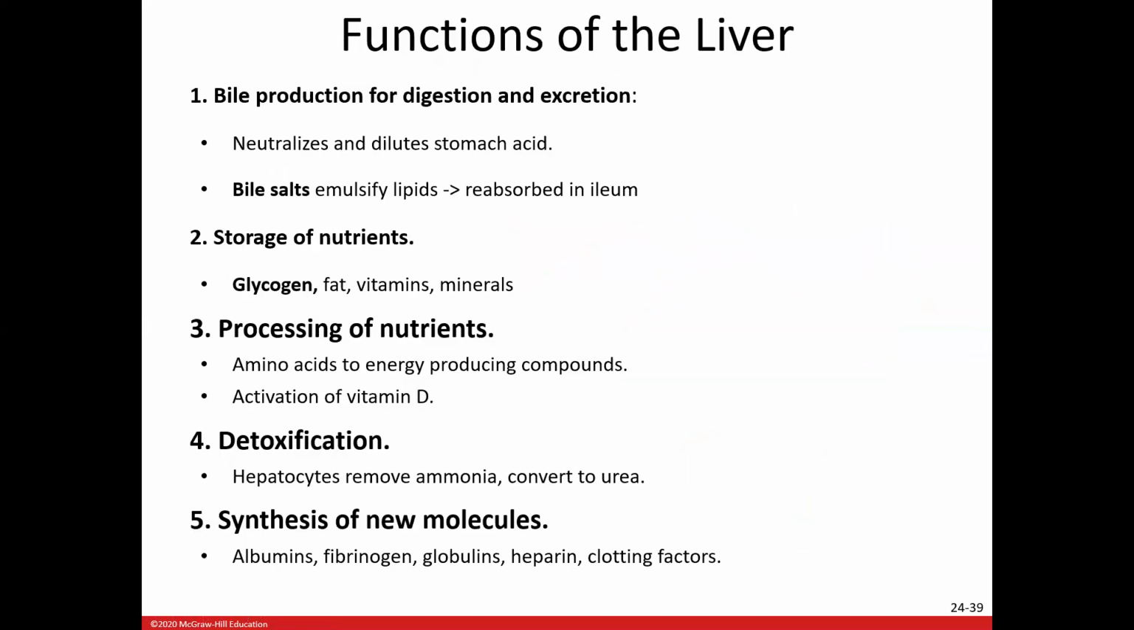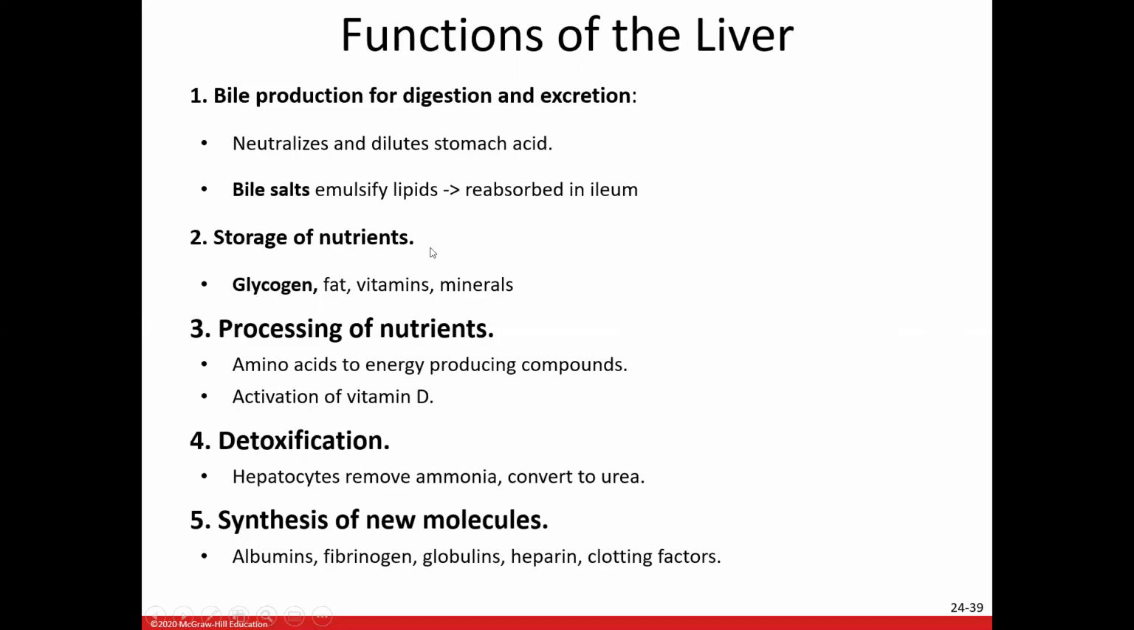So the liver itself does many, many things. First and foremost, as I mentioned, is that it produces bile in order for digestion to occur as well as to be excreted from the body. The bile itself is able to do 2 things. It's able to neutralize and dilute the stomach acid, so it doesn't actually harm the body. And the bile salts, which are contained within the bile, are able to do what's called emulsifying lipids. Emulsification basically means when we take a really big chunk of lipids, so a really big fatty amount of tissue, and we break it down into smaller fatty droplets. When we have these smaller fatty droplets, they're small enough to be reabsorbed in the ileum.